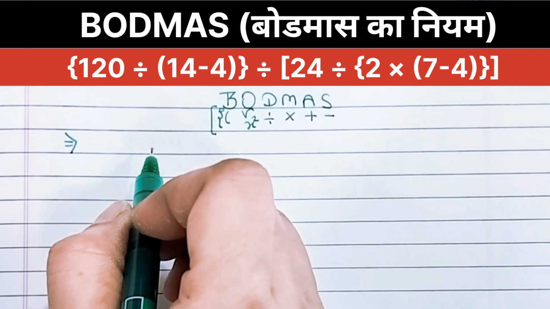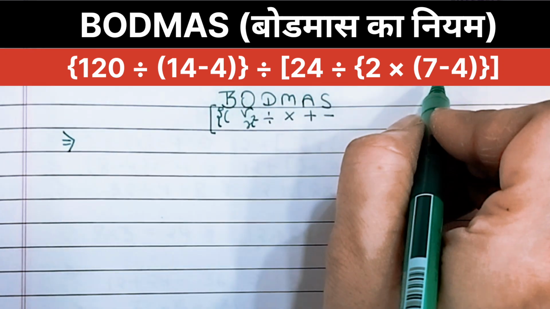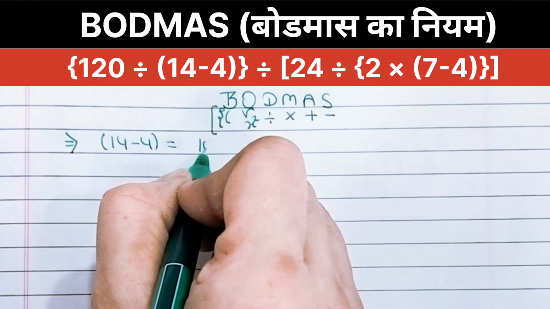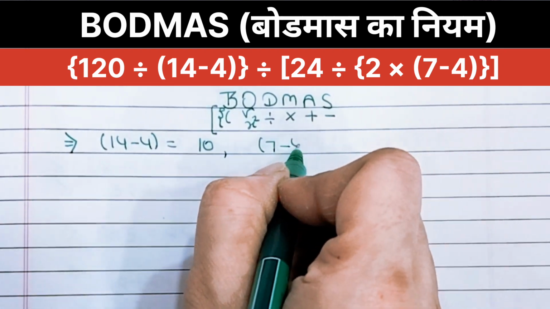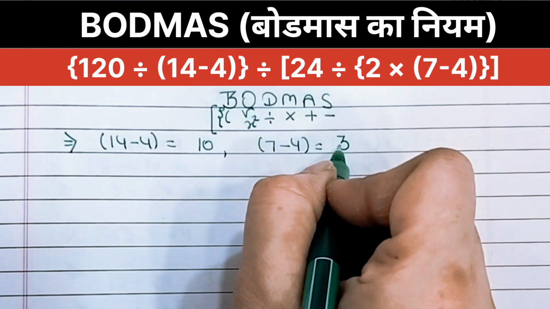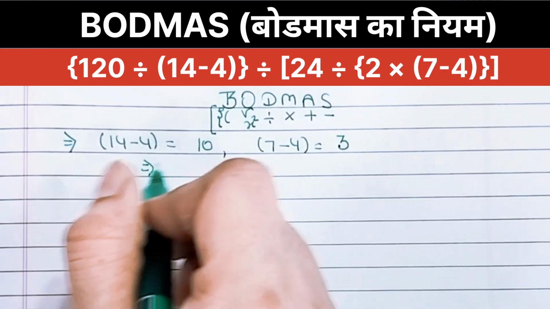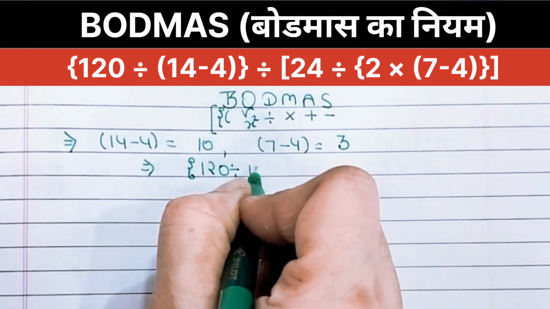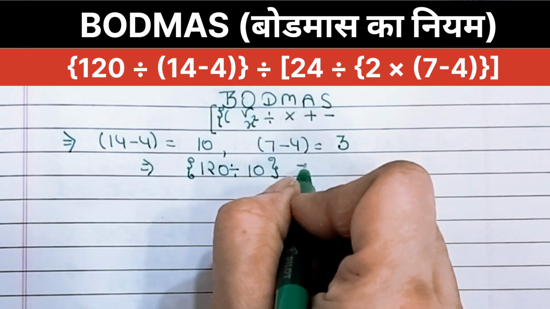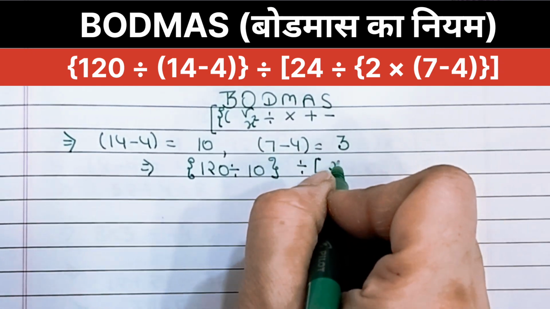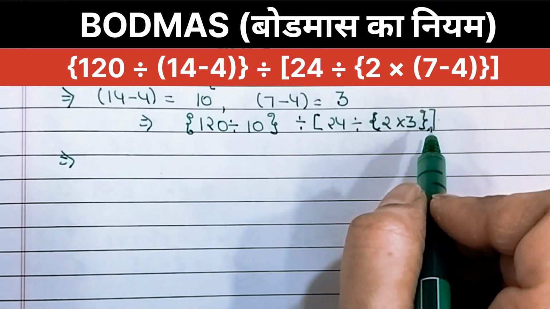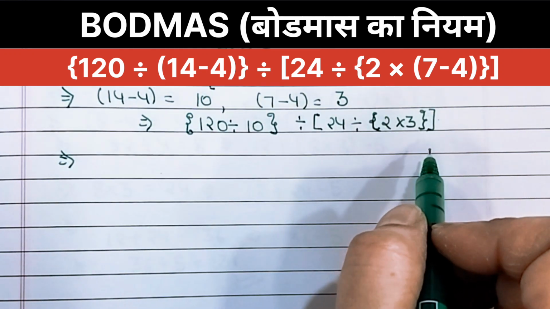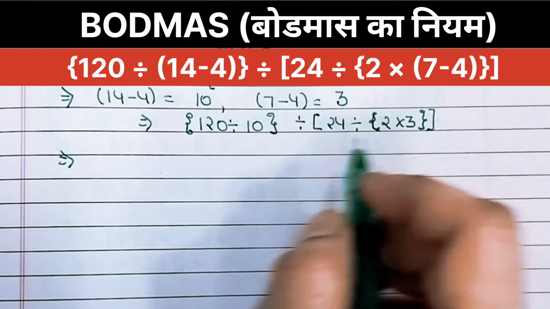Now the first step, solve the inner parentheses. Here are two small parentheses. First, 14 minus 4 is equal to 10. Second one, 7 minus 4 is equal to 3. So now the current expression becomes curly bracket 120 divided by 10 curly bracket, of, divided, square bracket 24 divided. According to step 1, BODMAS says we must always resolve the innermost grouping symbols first to simplify the terms within the large bracket.